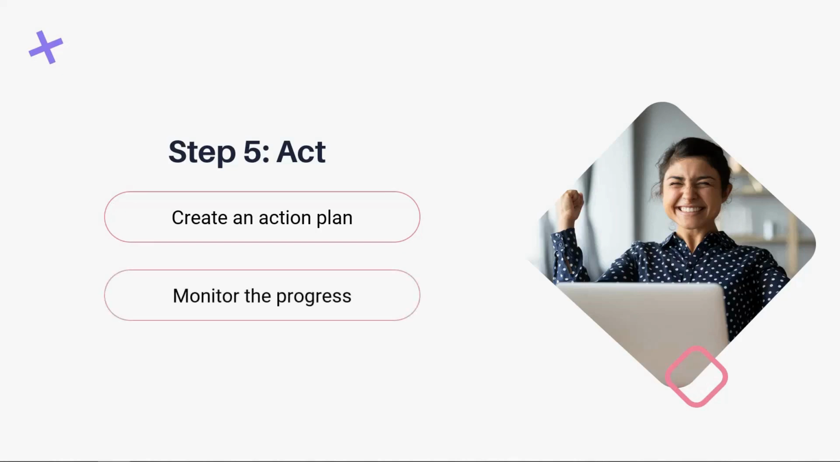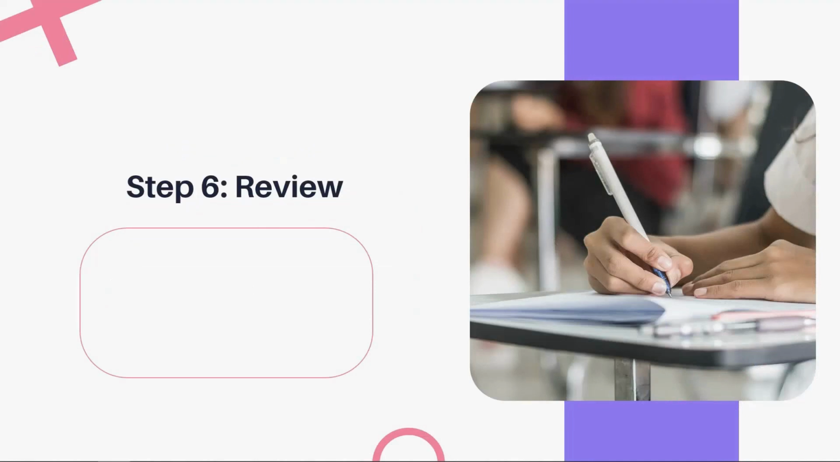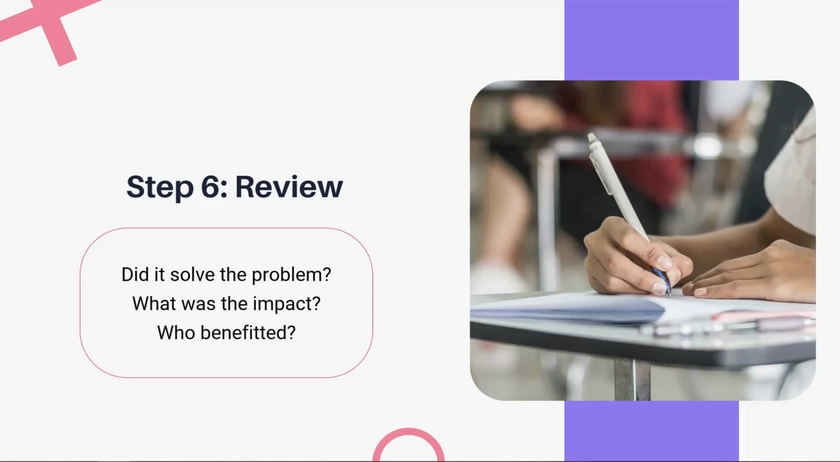The last step is to review the decisions and the solutions that are on the table. When the solution has been at play for a while, you can monitor the success metrics. Compare the result to the aim you set in step 1, and you can also ask yourself a few questions when reviewing the decision. Did it solve the problem? Was the impact positive or negative? And who benefited and who was negatively impacted by the solution?